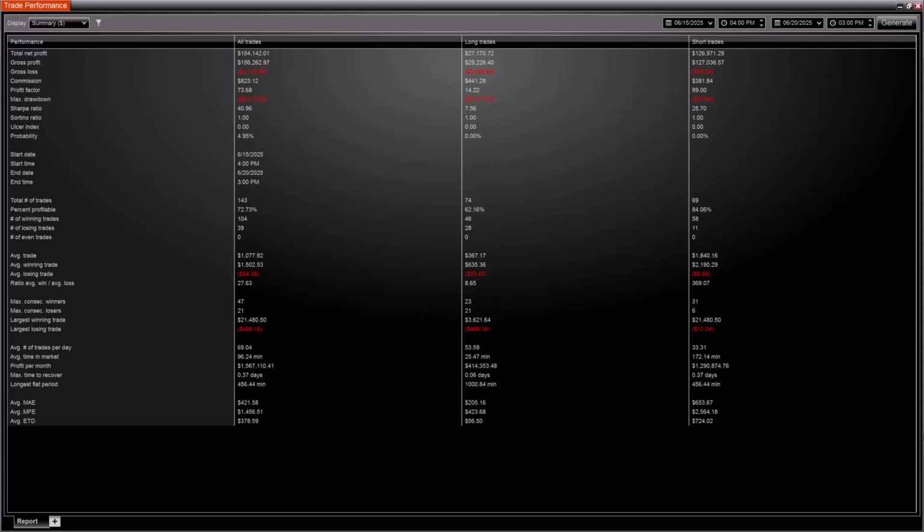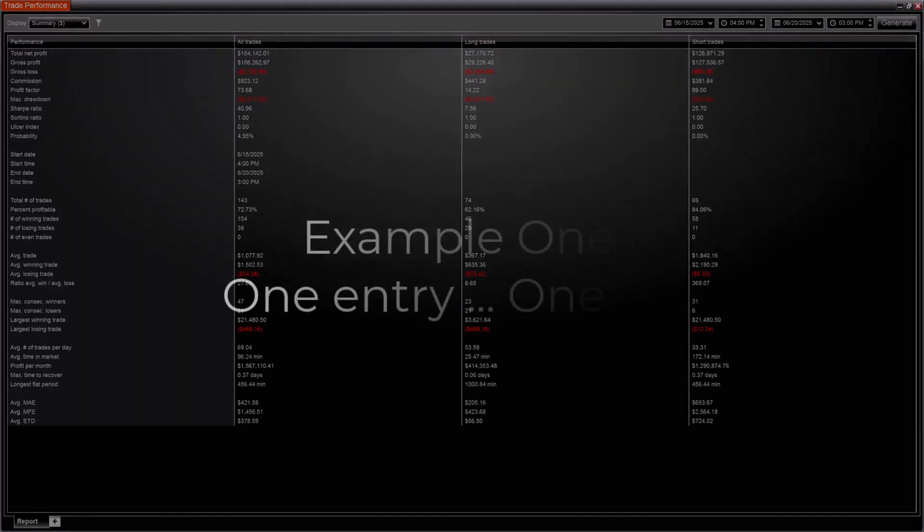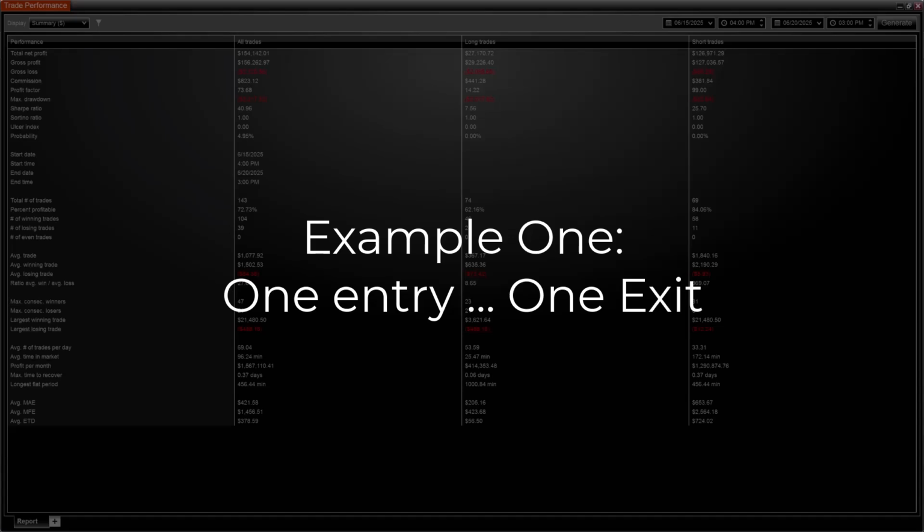Here's what NinjaTrader actually counts as a trade. A trade is a matched pair, one entry and one exit. So if I enter a position, then exit it later, that's one trade. Sounds simple, right? But here's where it gets tricky. Example 1, one entry, one exit. Let's say I enter 30 contracts in a single execution, and I exit all 30 contracts at once. NinjaTrader says, that's one trade. That makes sense, and we'd agree.